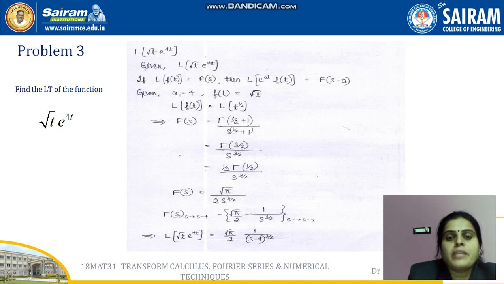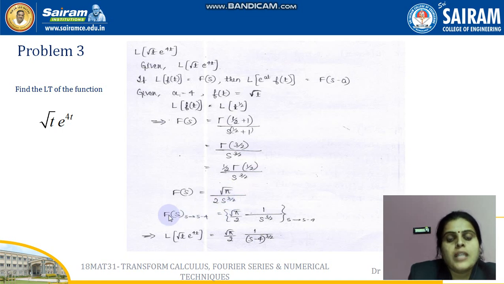And gamma of n plus 1 can be written as n into gamma n. So 3 by 2 can be written as half plus 1. So you can write it as half into gamma of half divided by s to the power of 3 by 2, as it is. So this is our f of s. Gamma of half is nothing but root pi, so f of s is root pi divided by 2 into s to the power of 3 by 2.